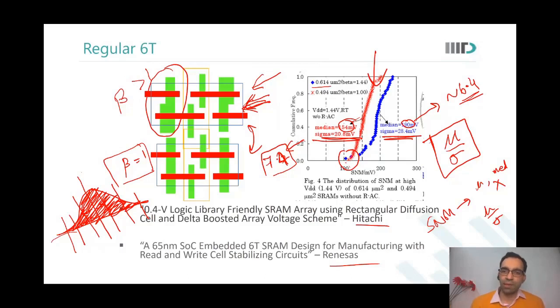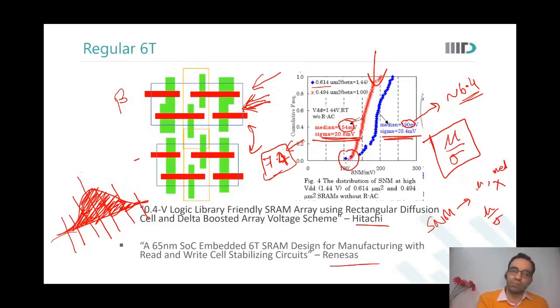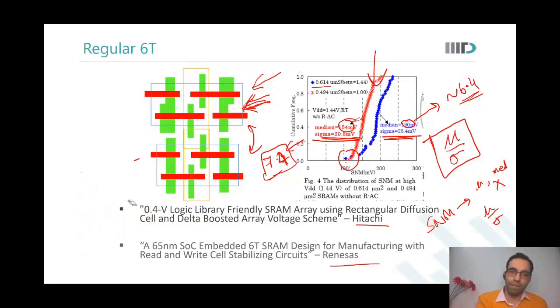And so, looking at both these curves, we see that the worst case of the lower one is better. Since we are always characterizing based on the worst case, that is why we say that the lower one is better. Because the mu by sigma of the lower is better, we say lower is better. Is that okay?